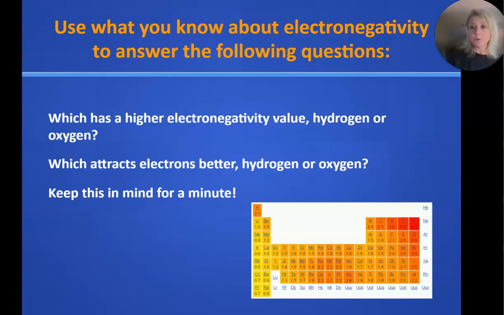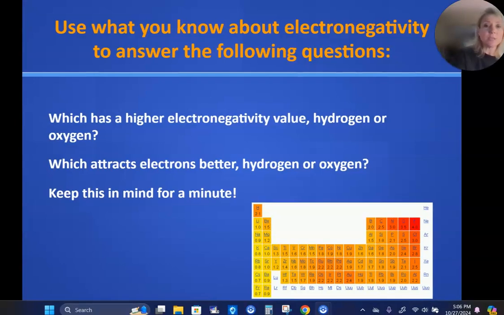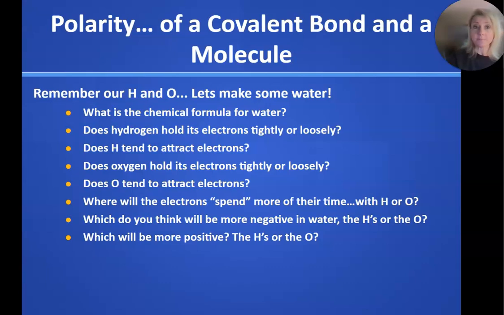All right, so take a look at the periodic table that I have here at the bottom, and which has a higher electronegativity value. Is that hydrogen or is it oxygen? Well, if you said oxygen, then you would be correct. And which attracts electrons better, hydrogen or oxygen? This would be oxygen, because if oxygen has a higher electronegativity, that means it's attracting electrons better than hydrogen does. So make sure that you keep this stuff in mind for just a moment.